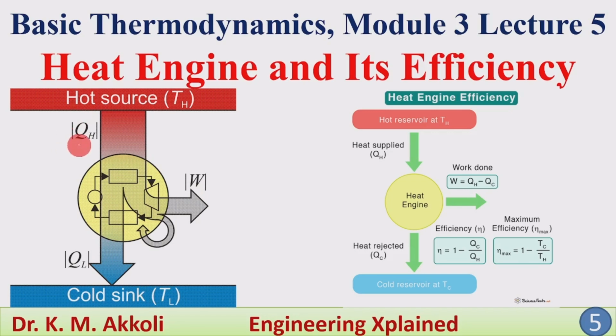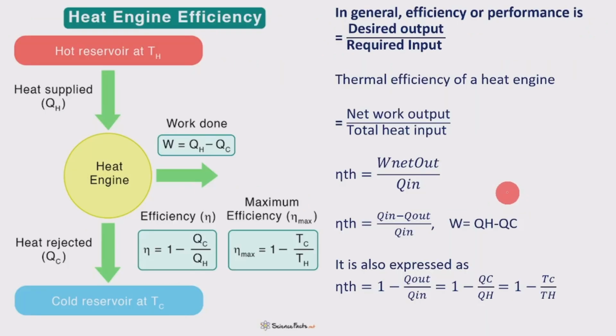And here the heat input is taken as QH, and heat out, that means the rejected heat, is taken as QL, and the work done we are going to take as W. And here is how the efficiency is taken, that I will explain in the next slide.